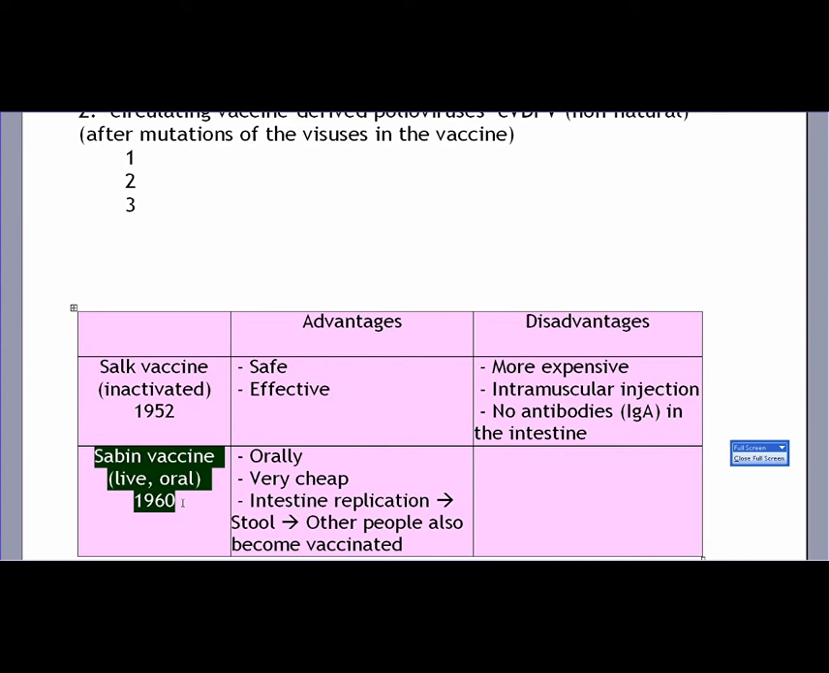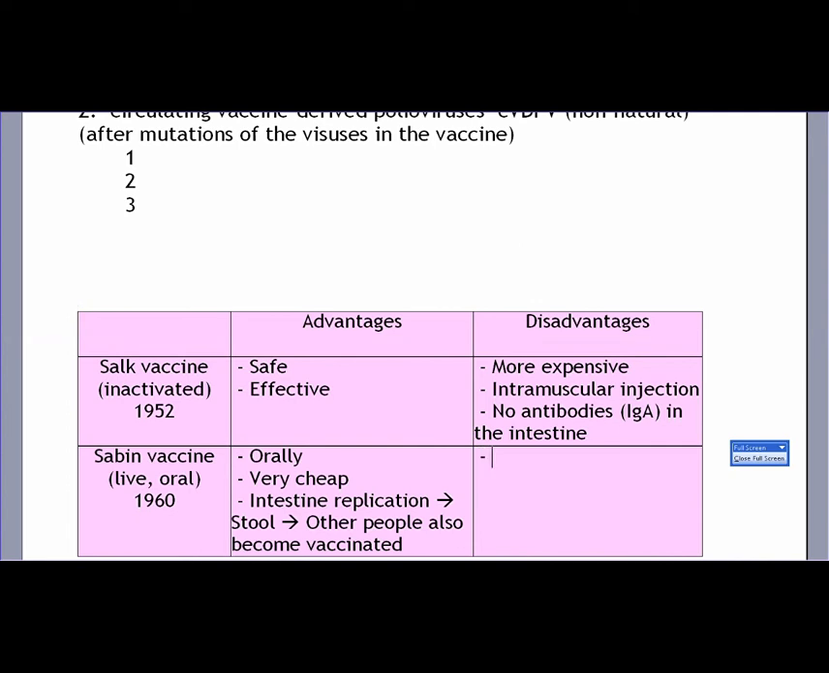We vaccinate one child, but in these places, hygiene is very poor. So many people around the child will also become vaccinated because the vaccine is spread in stool. This advantage has been very, very important, decreasing the incidence of poliomyelitis in the world. So this vaccine has been very successful, the Sabin vaccine. However, currently, we only use this vaccine in some places, not many. Why? Because the Sabin vaccine has a disadvantage.